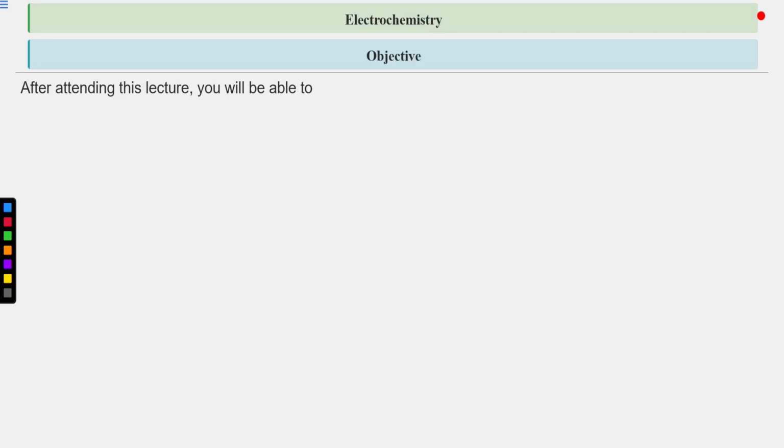Okay, so let's start with our objective today. The objective for today is that after attending this lecture, you will be able to define the standard potential of the cell.